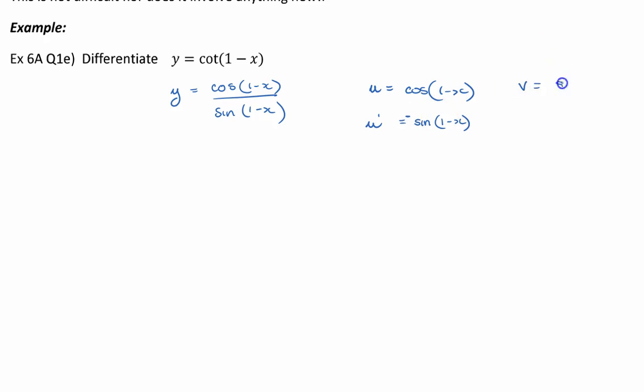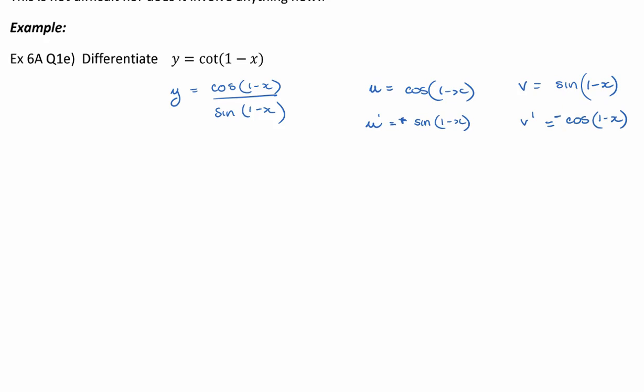V, on the other hand, is the sine of 1 minus x. Let me correct that. Differentiating cos goes to minus sine, so we should have a minus there. And then inside the bracket, differentiating the x is a minus, so that turns back to the positive. V is our sine. Differentiating sine goes to cos without that minus, but differentiating within the bracket puts the minus at the front.